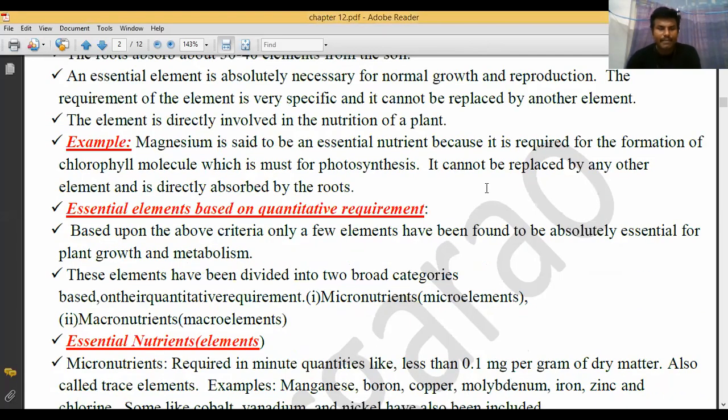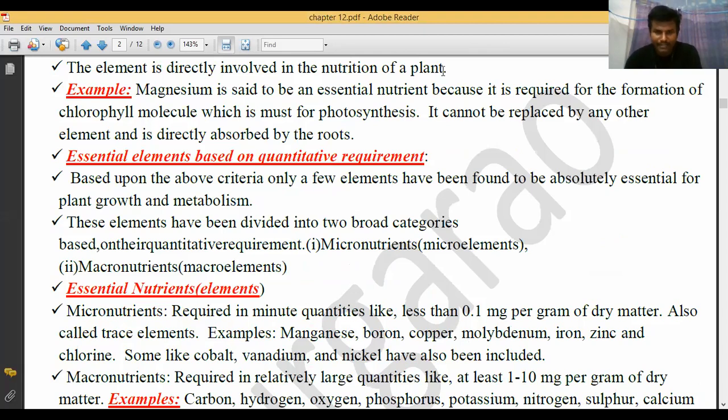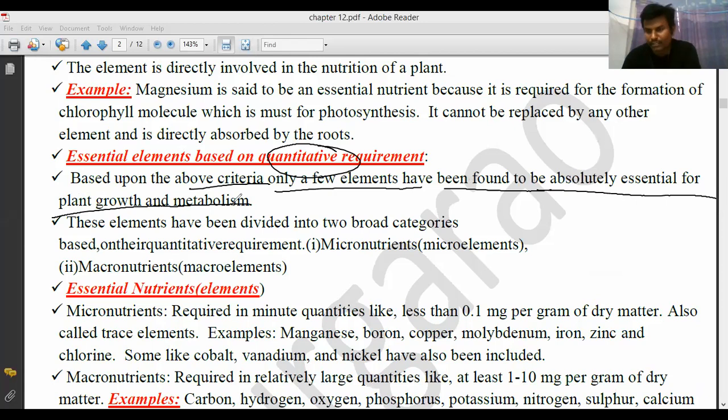Essential elements based on quantitative requirement, that is, how much quantity of essential elements is required. Based upon the above criteria, only a few elements have been found to be absolutely essential for plant growth and metabolism.